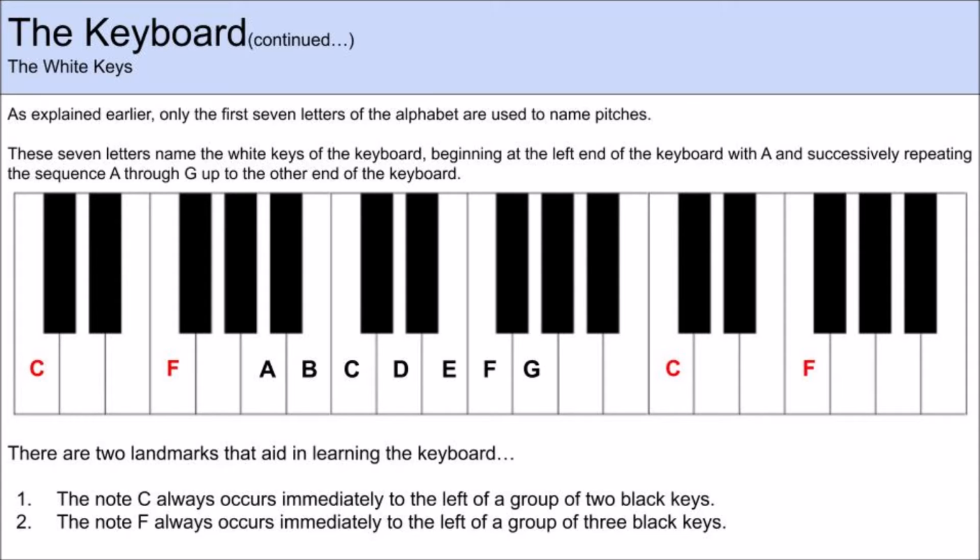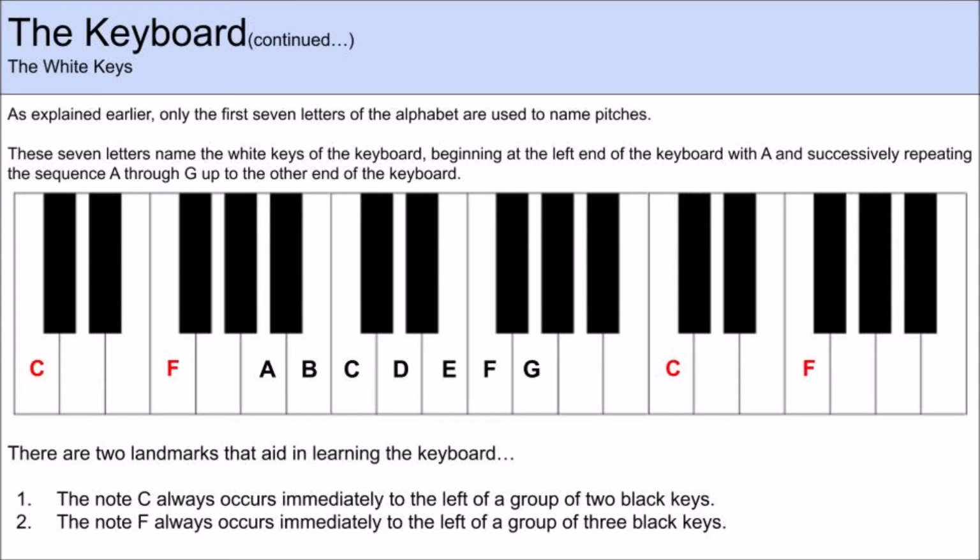There are 2 important landmarks on the keyboard that will help you know which key belongs to which letter of the alphabet. First is that the note C always occurs immediately to the left of a group of 2 black keys. The second landmark is that the note F always occurs immediately to the left of a group of 3 black keys. The black keys repeat in a sequence of 3s and then 2, and you can use this to know where the alphabet repeats itself, as well as identify the names of the keys on the keyboard.